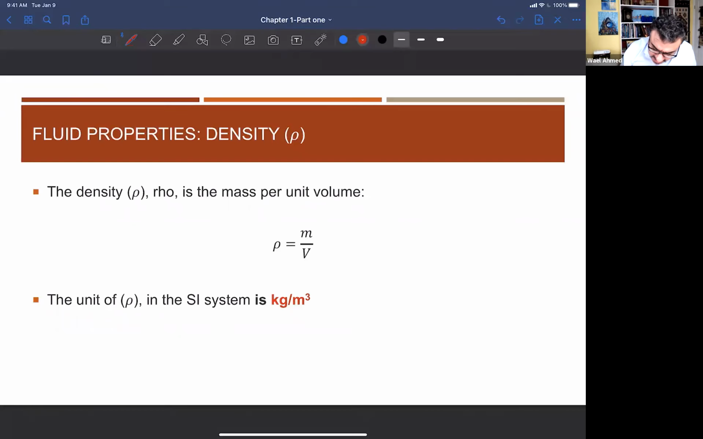But density is defined as this mass over this volume, right? So if we're talking about SI units here, mass is in kilogram and volume in meter cube. So this is kilogram per meter cube as the SI unit for density. Why is this important? In so many applications of fluid mechanics we are using density, because density of the fluid is extremely important to do all the analysis in fluid mechanics.